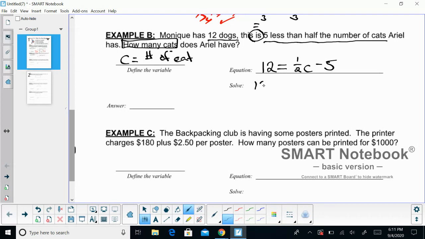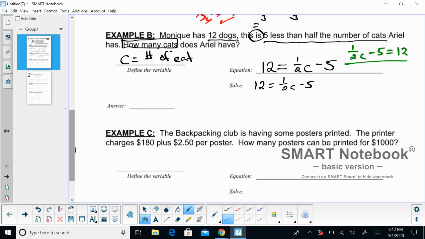Now we're ready to go ahead and start solving this equation. But before we do that, I just want to point out that if you were to rewrite the equation like this, 1/2 C minus 5 equals 12, this would be the same thing. If you write your equation like it is here in green or what it is in black, it means the exact same thing. It's okay to write it with my equal sign on the other side.